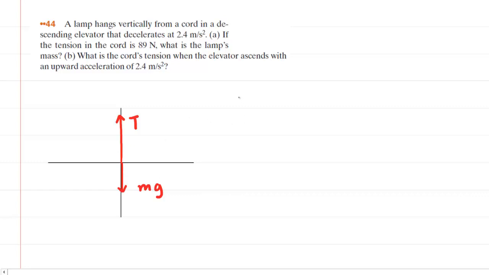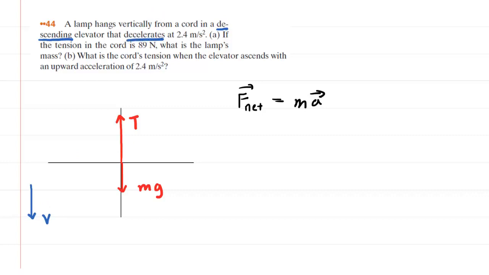Now, we know from Newton's second law that the net force acting on the lamp is equal to the mass of the lamp multiplied by the acceleration of the lamp. It's important to understand that the elevator, and hence the lamp, is descending. So the velocity of the lamp is pointing downward. However, we are told that the lamp is decelerating, which basically means it's slowing down.